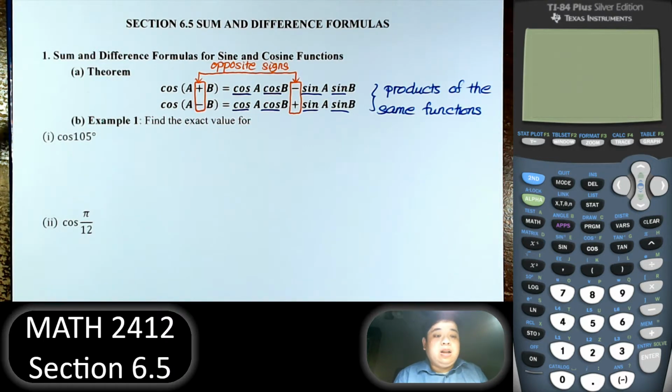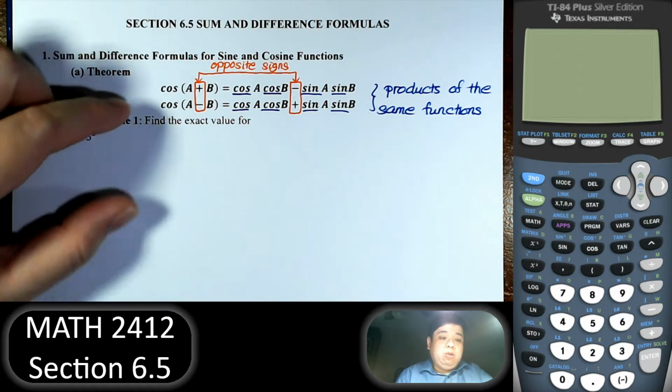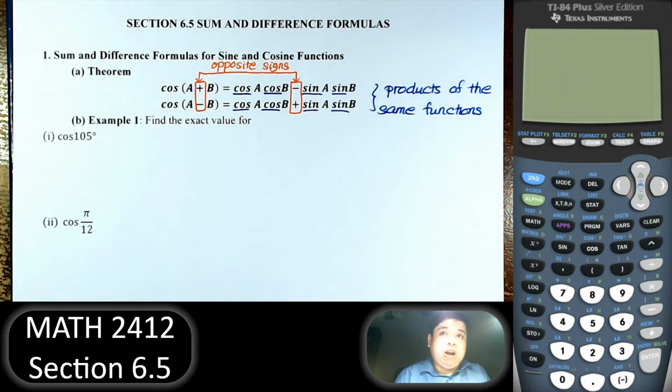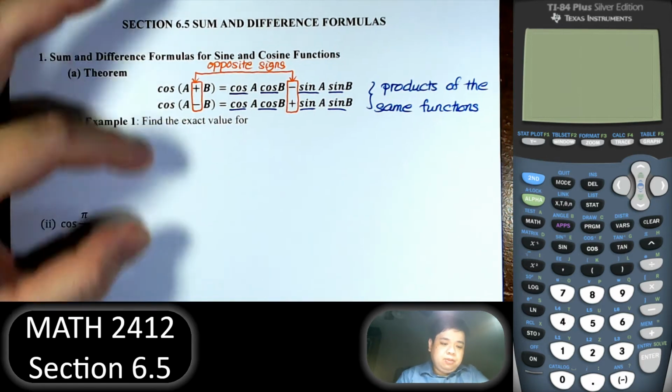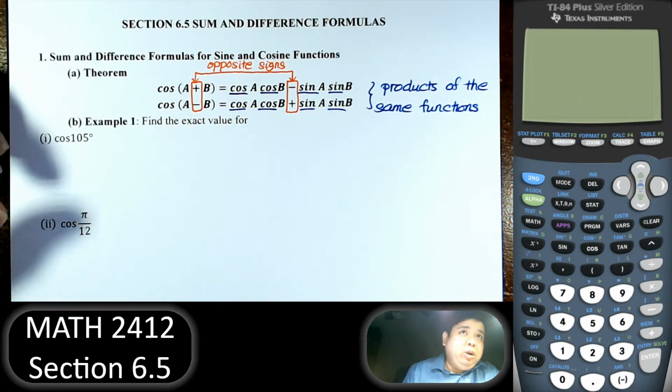Alright, I will not prove these identities because out of all of the identities in this chapter, these identities are the most difficult to prove. It takes a longer time, so just focus on the application. Also, because they are difficult to prove, if we have to memorize, I highly recommend that you memorize these, because all the identities after this in the next two sections can be derived from these two sets.